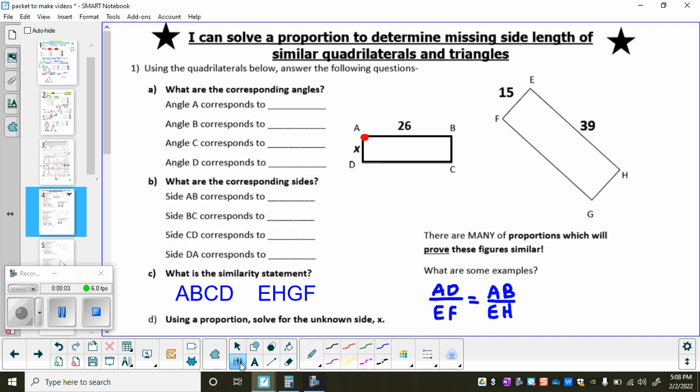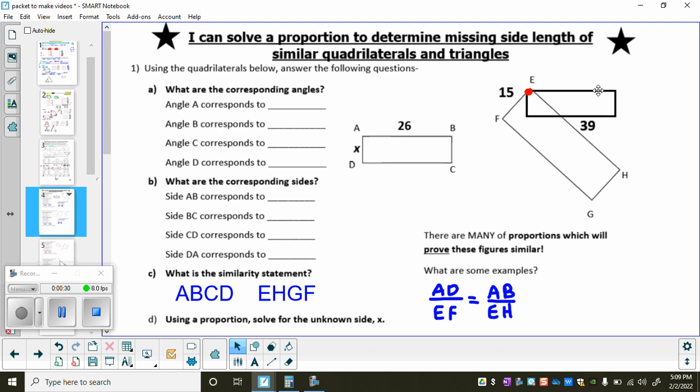All right, so now that we have figured out how to identify corresponding sides and angles, we're now going to use that information to find a missing side length if we have similar figures. You'll notice here for the first example that we've got a rectangle ABCD, and it looks like it gets a little bit larger over here when it becomes rectangle EHGF. I know to read them in that order because I can identify these corresponding angles.